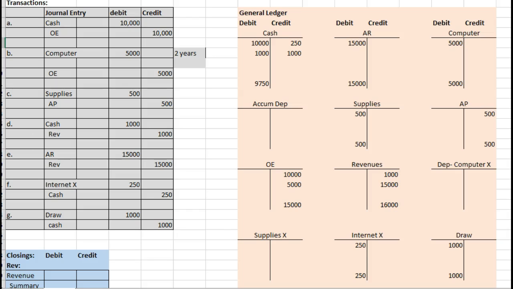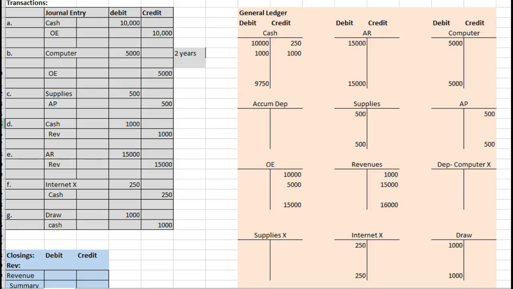We have the computer at $5,000. Oh, that's one too many zeros, right? We have the computer at $5,000. There's nothing in accumulated depreciation yet. Supplies are $500. Accounts payable, now we've got to switch to the credit, is at $500. Owner's equity is a credit for $15,000. Revenues are a credit for $16,000. The draw is a debit for $1,000.